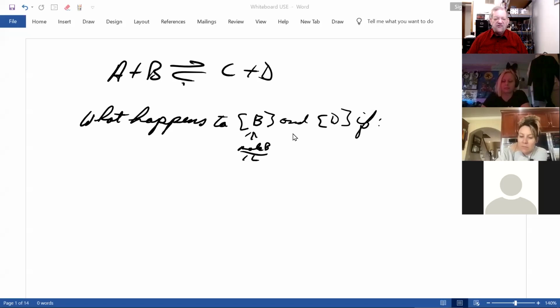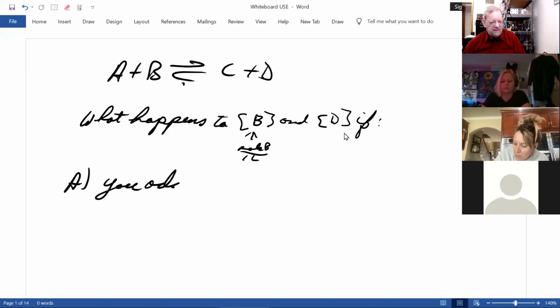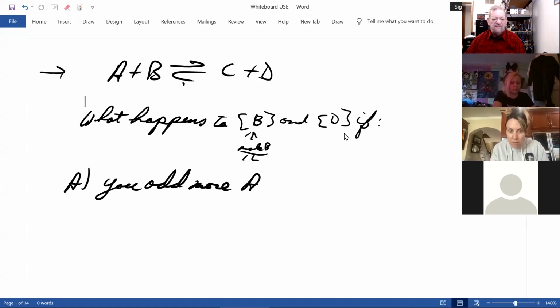What happens to the concentration of B and D if... all right, now let's talk about Le Chatelier's principle. At equilibrium, there's a certain amount of A, a certain amount of B, and a certain amount of C and D, and that allows the equilibrium constant to always be a constant, which it is.